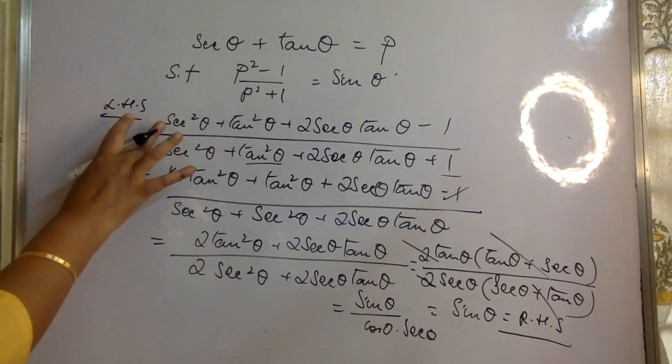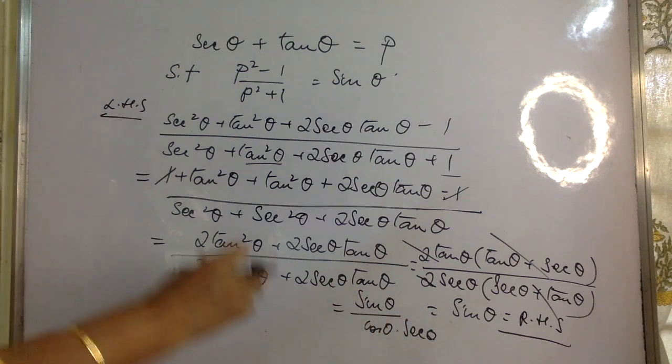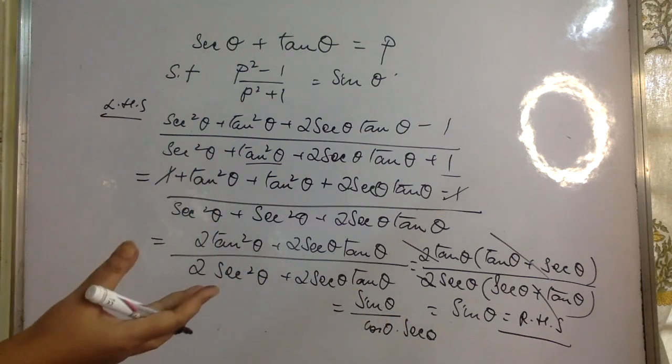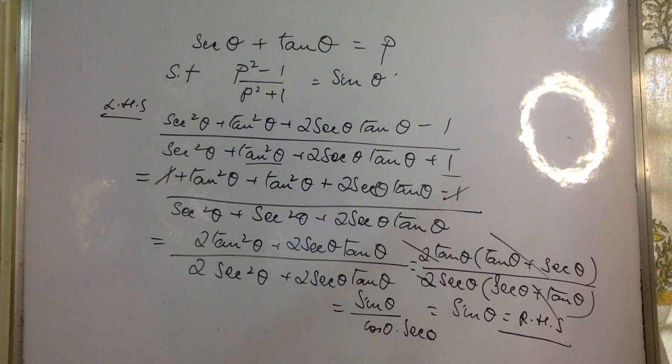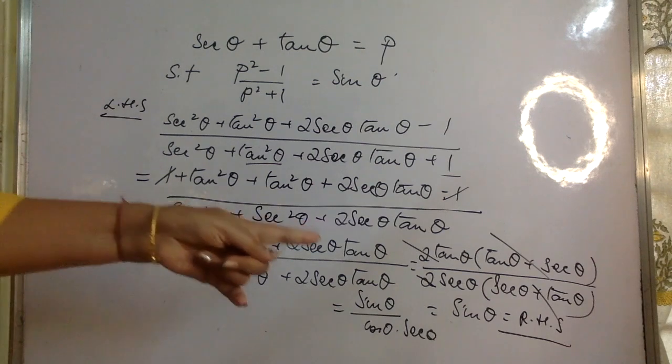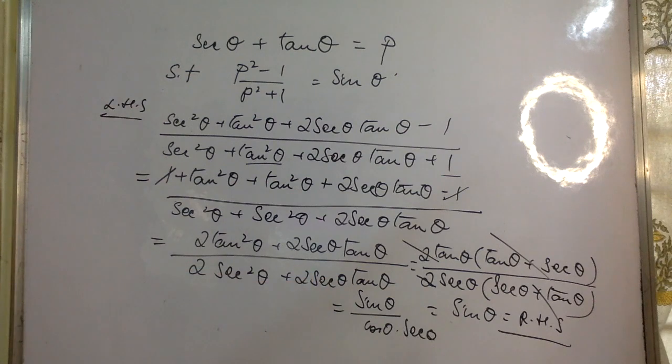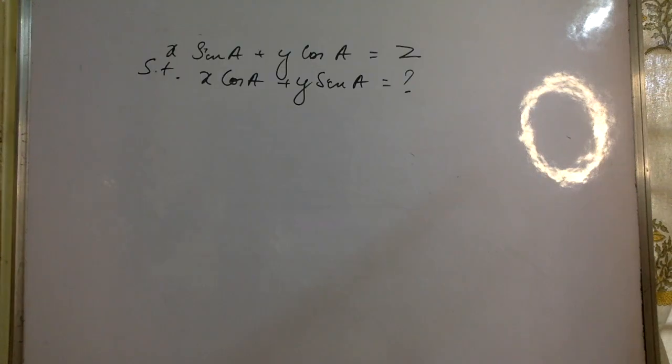We started from the left hand side and reached the RHS by using actually a plus b whole square. That is what practically we have used here, and a little bit of factorization we have done at the end to cancel out things, okay. So this is what we have to prove.